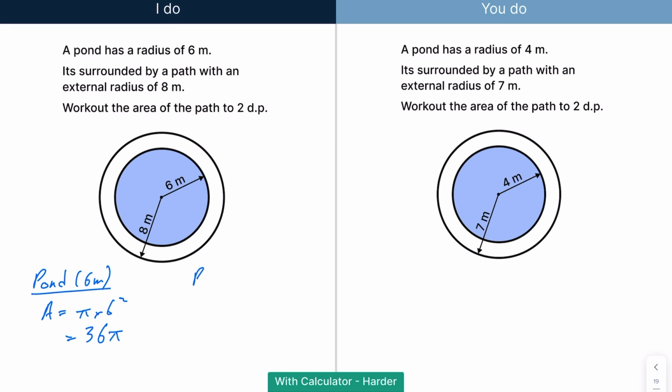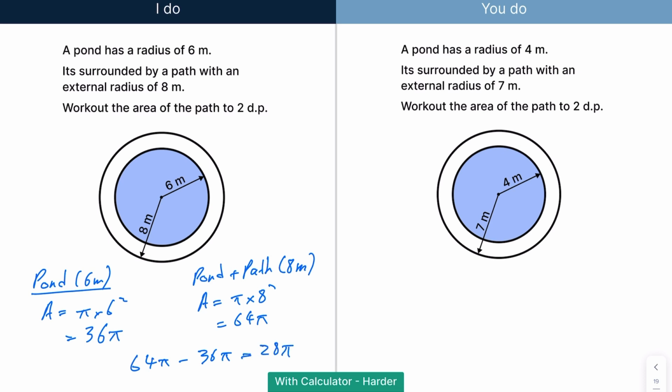And then we have the pond plus the path. That makes up the 8 meters. So the area here is going to be pi times 8 squared, which is 64 pi. Now to get the area of just the path, we're going to take these two away. So we're going to do 64 pi, take away 36 pi. So if you do 64, take away 36, you end up with 28 pi.